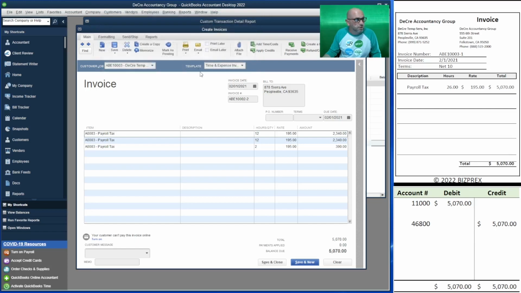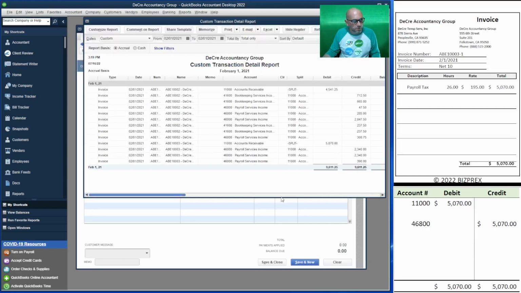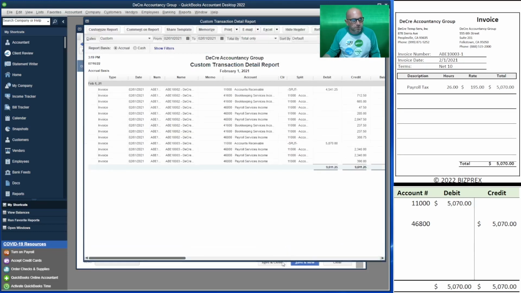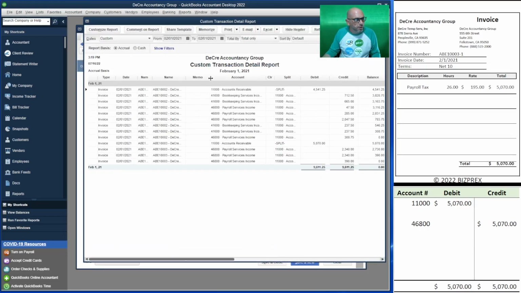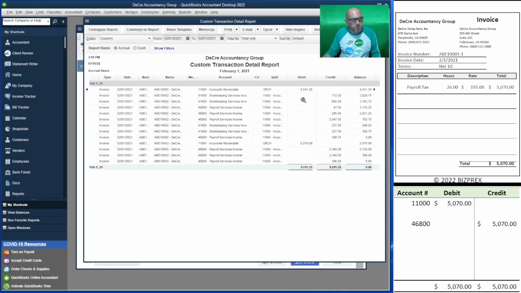Because QuickBooks loves emailing those invoices, which is, I guess, a good option, but we're not going to do it in this case. So we assume it's already printed. So save and close, save and new. All right, and again, we can go and take a look and see here. Here is the ledger to show you the impact on debits and credits, right? That's what I wanted to show you with this.